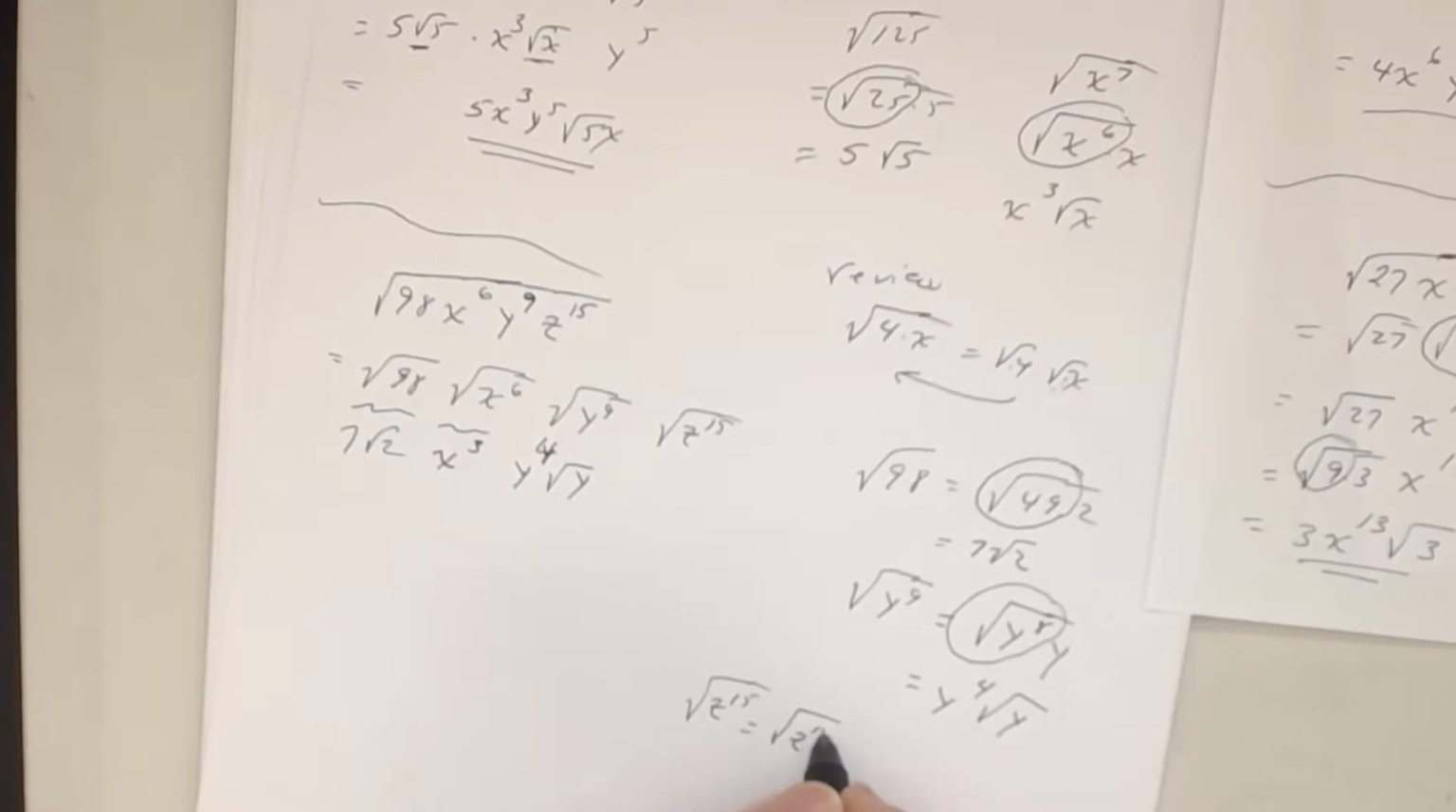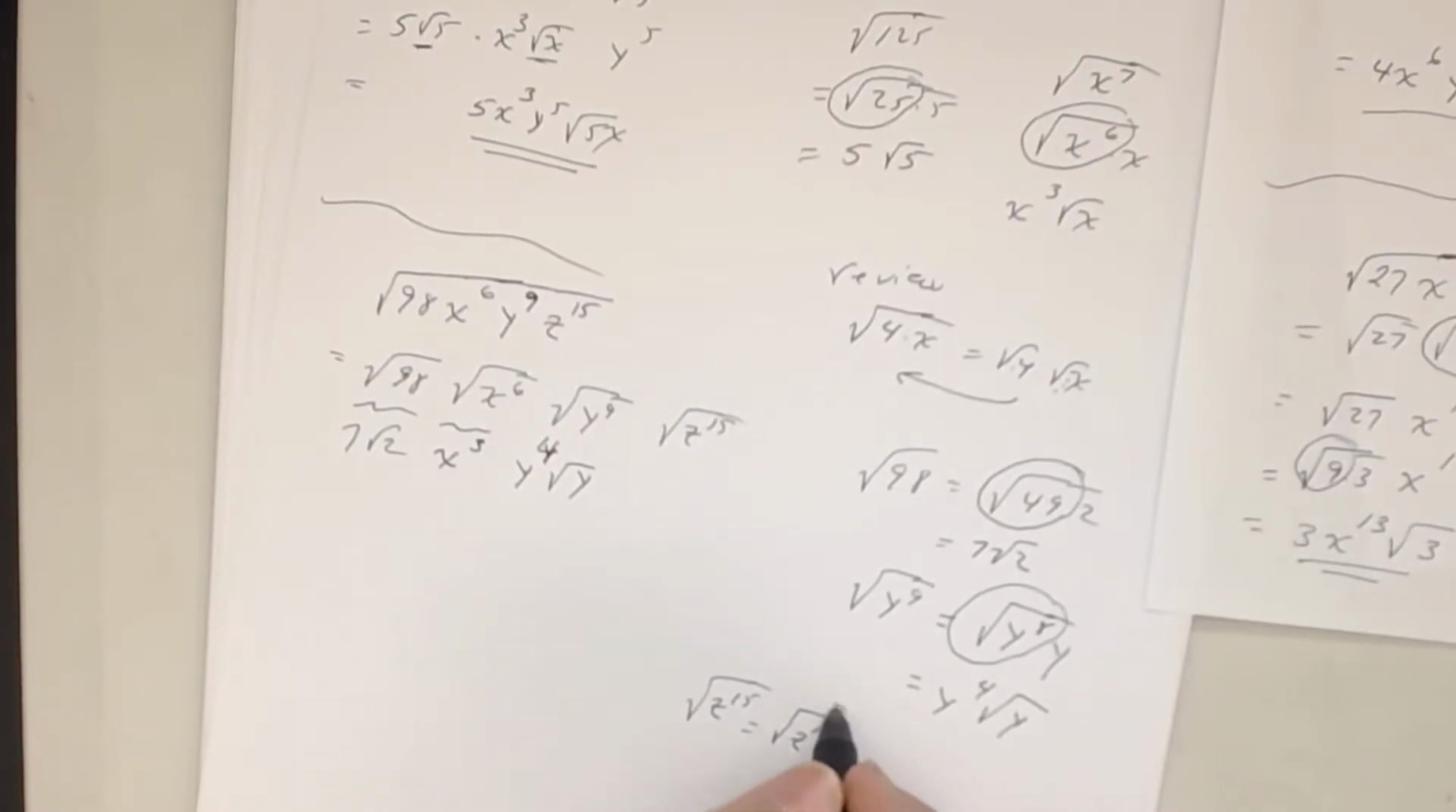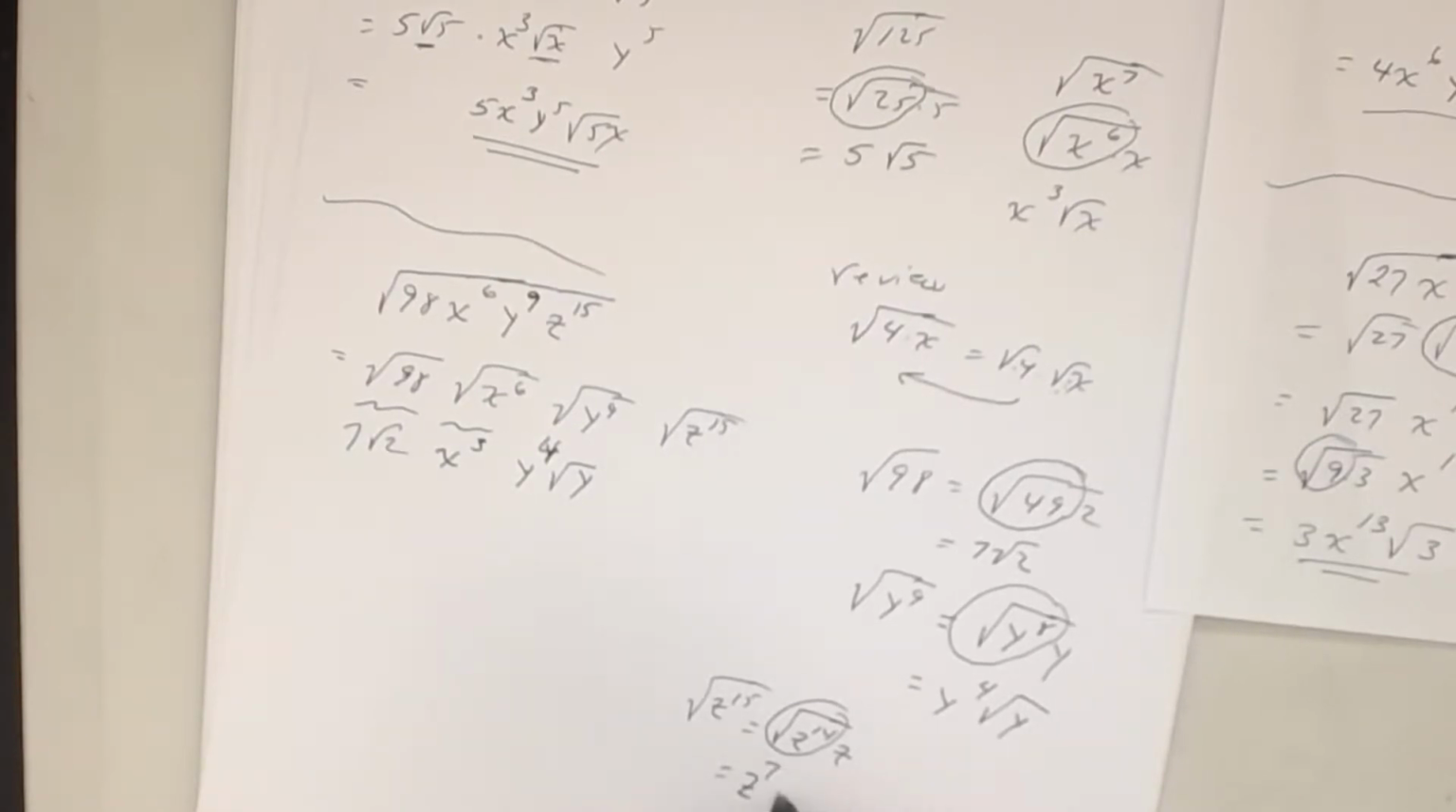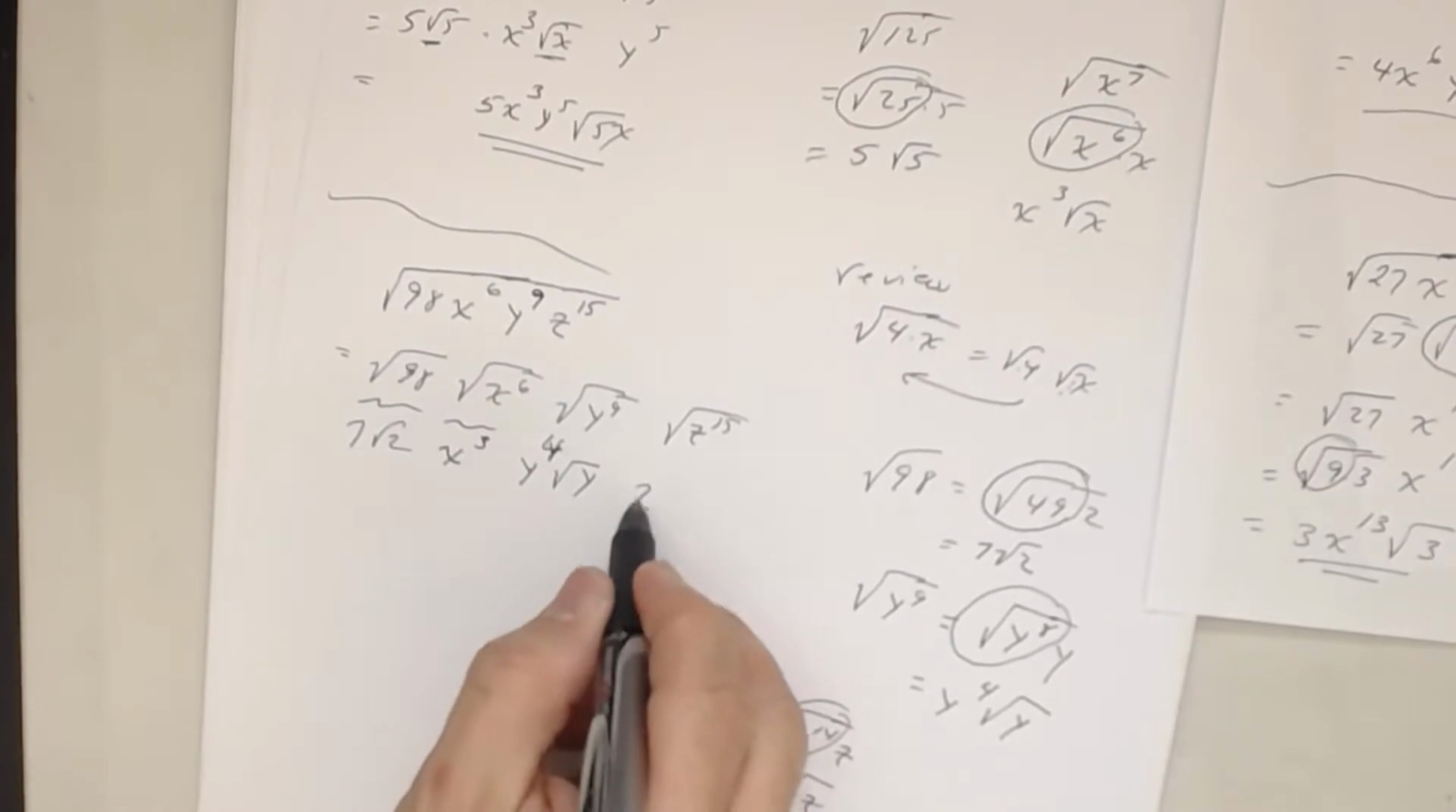So z to the 14th times z. What's the square root of z to the 14th? Z to the 7th, and you get z to the 7th times what? Square root of z. So that goes here. Z to the 7th, square root of z. See what I did? That's all you do, each one.